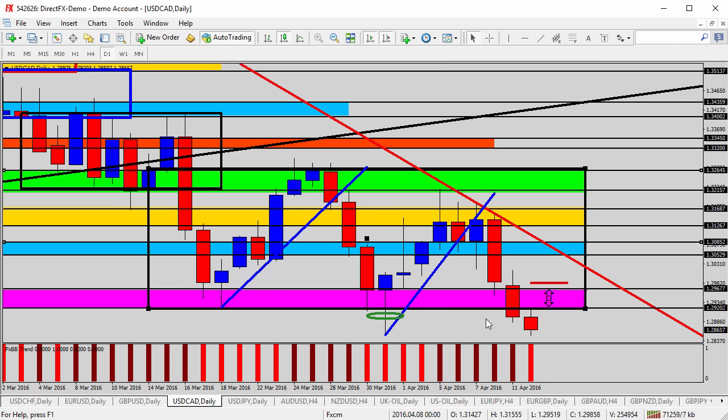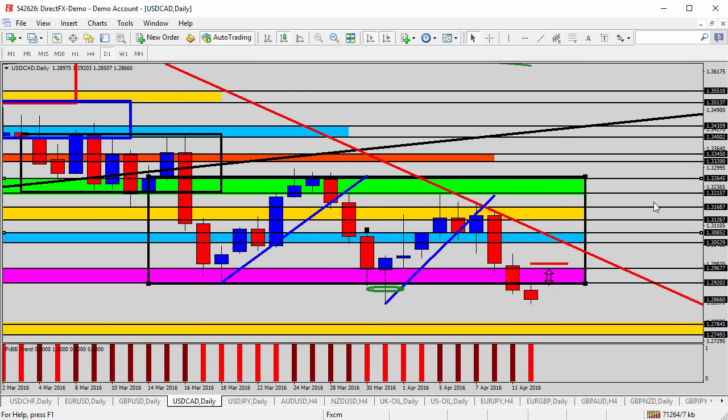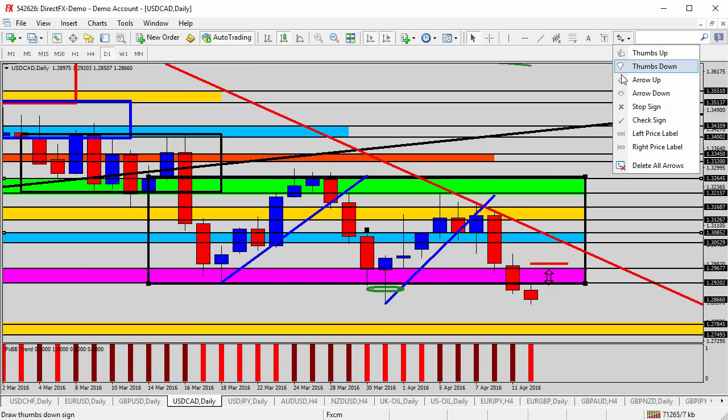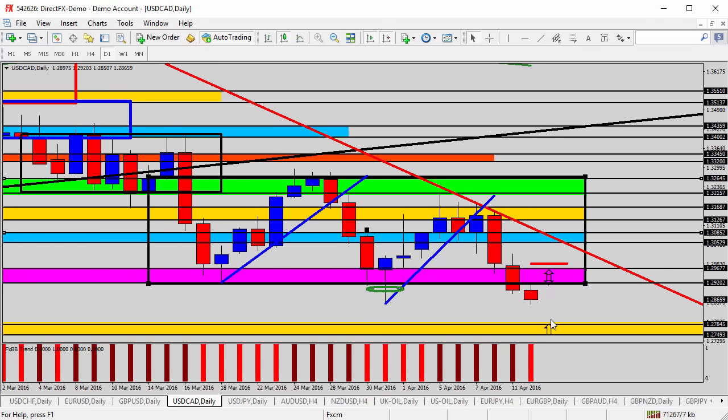So selling on any rally towards the 1.2920 to 1.2950, 60 level, that's the entire pink shaded area, and targeting lower levels. Our target here, 1.2785, all the way down to the yellow zone at the very bottom of the chart. So we have a pretty decent potential profit. We have a low amount of risk if we wait for the market to rally back towards the pink zone before going short here on the USDCAD.